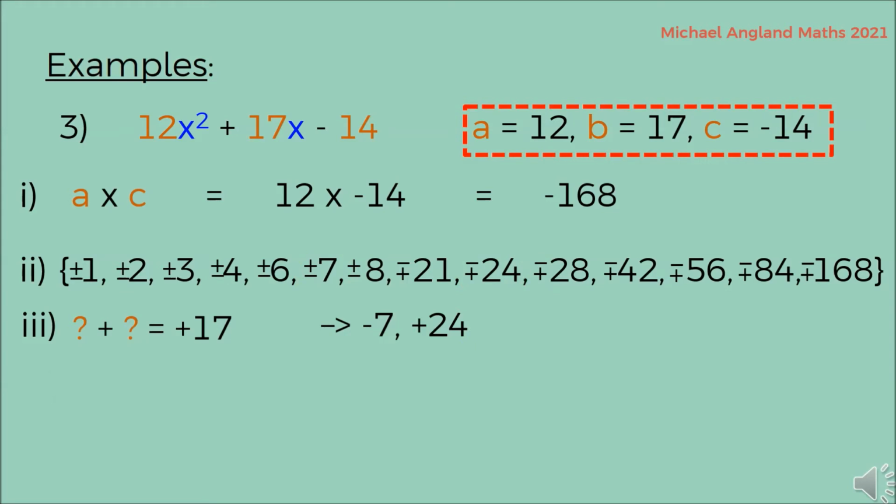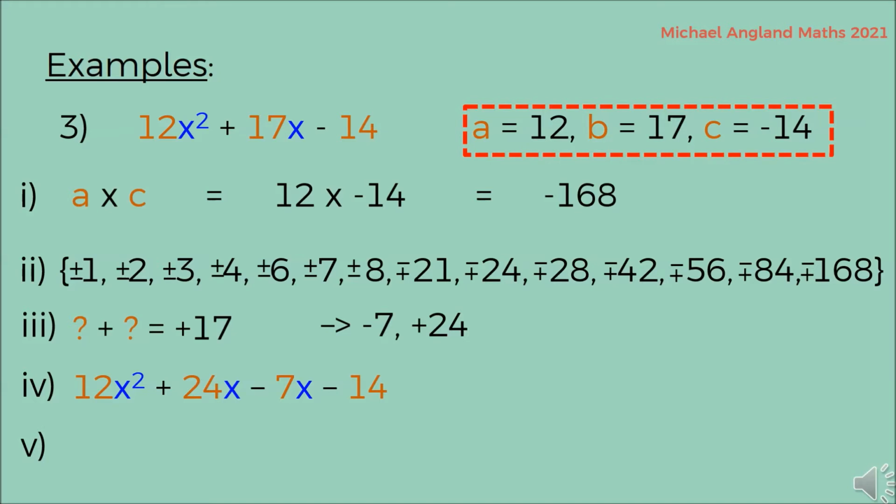Step 4, rewrite the quadratic using this pair of factors. So that becomes 12x squared plus 24x minus 7x minus 14. Now, step 5, factor the quadratic.